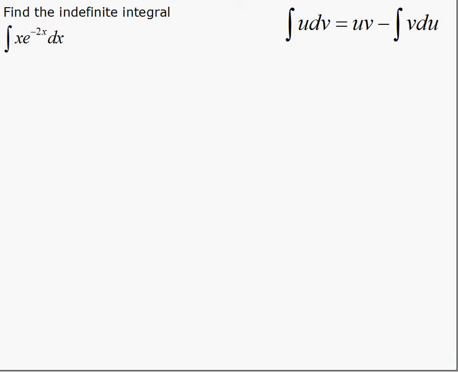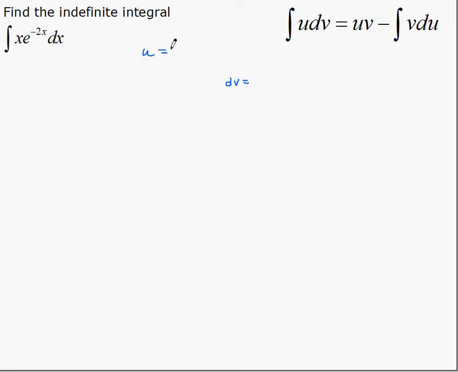In this example, we're asked to integrate x multiplied by e to the minus 2x. This is a typical integration by parts question because it has a product of a polynomial and an exponential function. So we'll use our equation here for integration by parts to solve it. So begin by choosing u and dv.